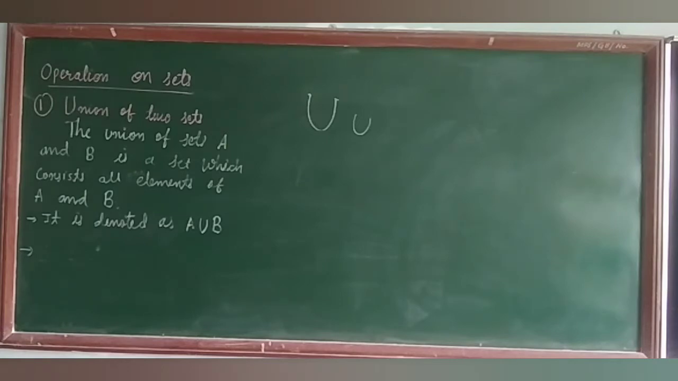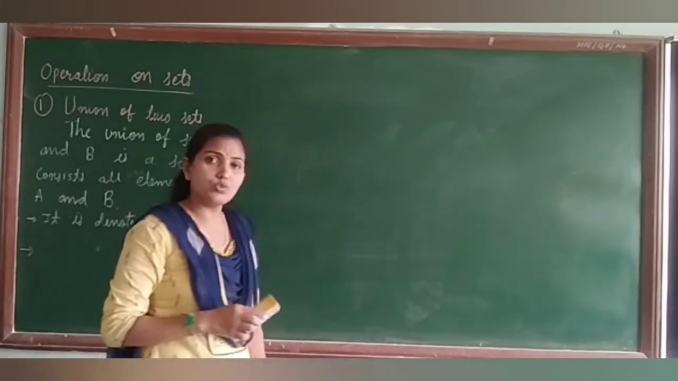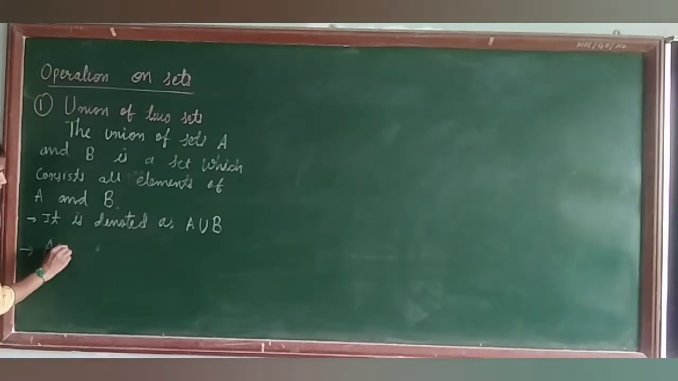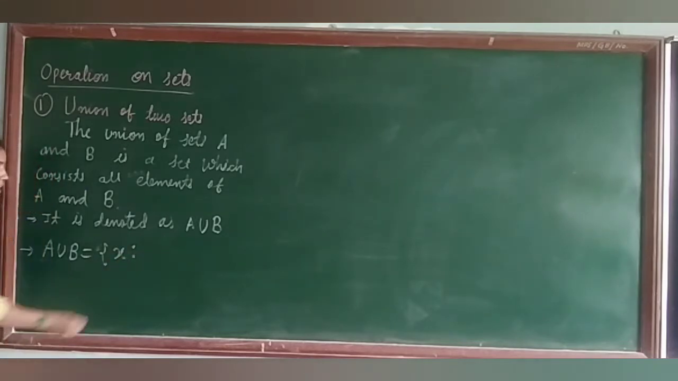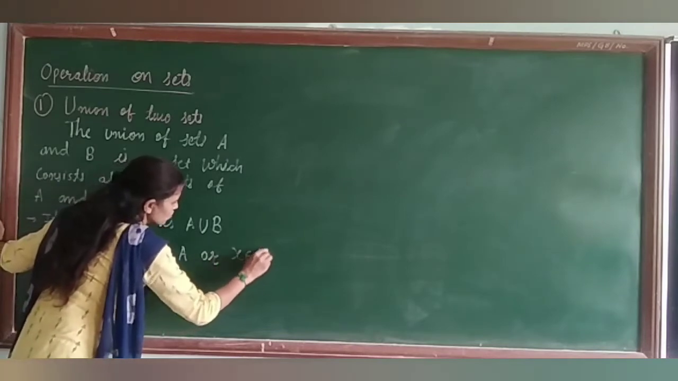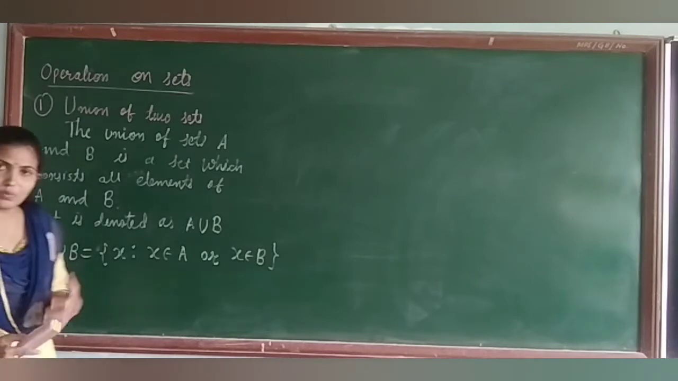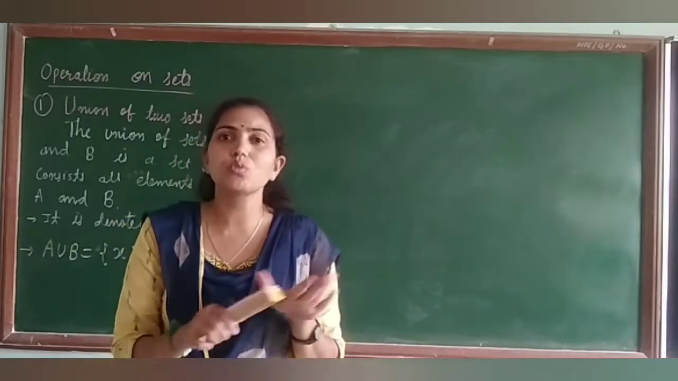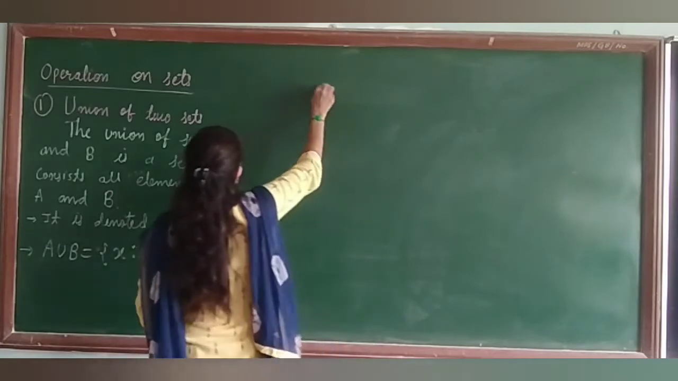Now students, we have talked about the definition. But if I want to write it in the set builder form, I have to show that there is a set A union B. Then how should I write it in the set builder form? So set builder form is X such that X belongs to A or X belongs to B. Understood students? All these X which are in A or in B or in both, all those elements will come in the union.